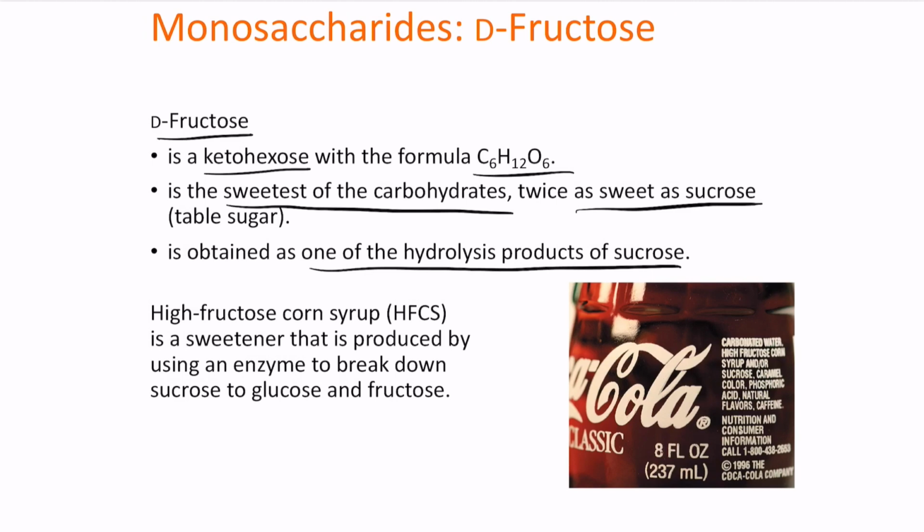And one of the most common ones that you generally see is HFCS, which is high fructose corn syrup. This is the common sweetener that is used in the US to make soda beverages, and it's the sweetener that is produced by using an enzyme to break sucrose into glucose and fructose.